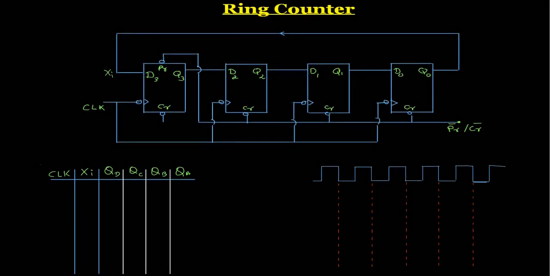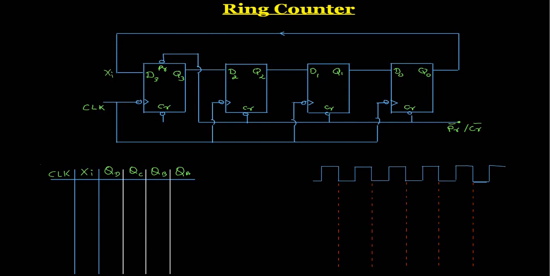Today in this video lecture we will discuss one of the applications of a SISO shift register. SISO shift register means it is a serial-in serial-out shift register. In the previous video we have already discussed the working of this kind of shift register.